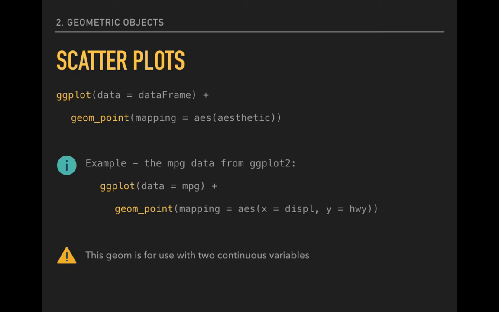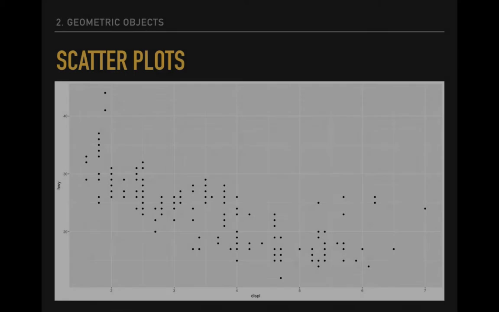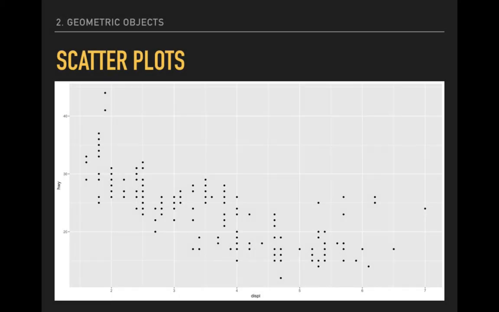With scatter plots, we typically use two continuous variables. When we produce that plot, we can see that there is a clear pattern in the data. Cars with smaller engines are generally more fuel efficient than those with larger engines. Each point represents a single vehicle positioned by both its displacement and its fuel efficiency.